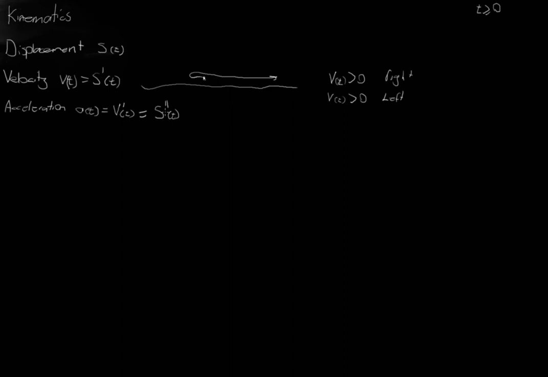So velocity, I mentioned, is a vector, so it can be positive or negative depending on which direction it's heading in. Speed is always going to be positive because it's the magnitude of that vector. Alright, so let's think about this.